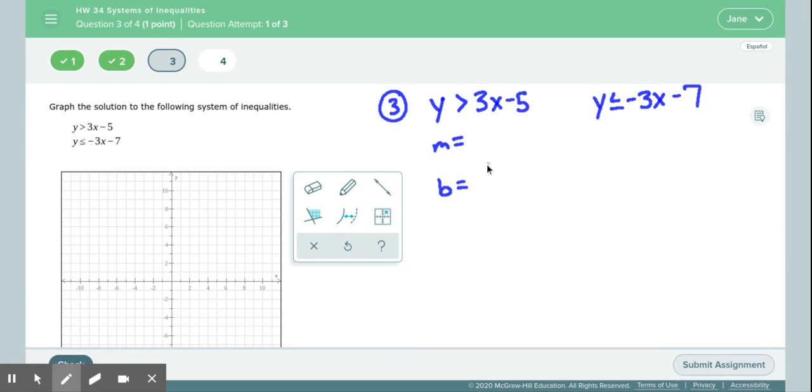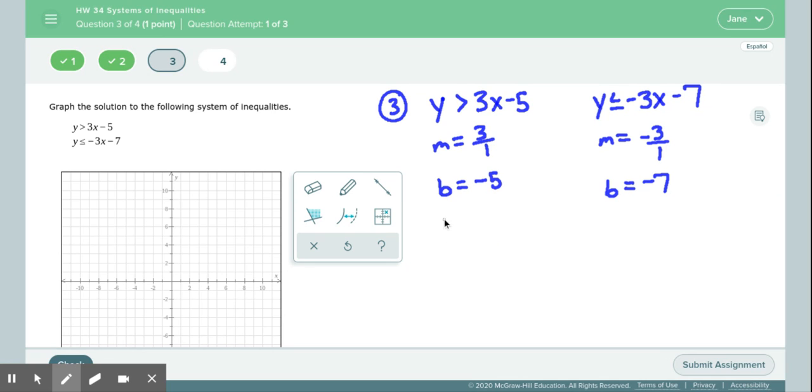So this would be on my work page. The number in front of x for this first one is 3, so putting that as a fraction, it's 3 over 1. The number directly after x is negative 5, so my y-intercept is negative 5. For this line, my m, the number directly in front of x, is negative 3. Writing that as a fraction, that's negative 3 over 1. And my y-intercept, the number directly after x, is negative 7.